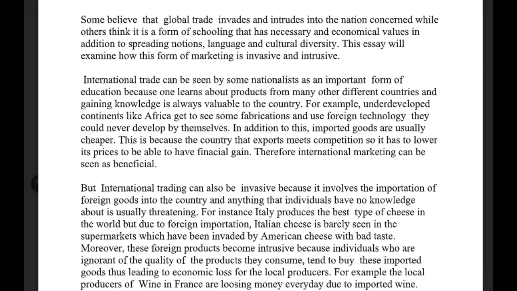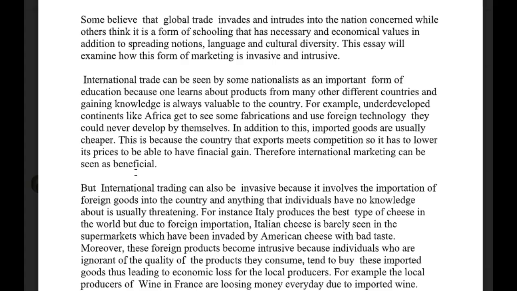Okay, "international trade can be seen by some nationalists as an important form of education because one learns about products from many other different countries, and gaining knowledge is always valuable to the country. For example, underdeveloped continents like Africa get to see some fabrications," I don't know what you mean by that, "and use foreign technology they could never develop by themselves. In addition to this, imported goods are usually cheaper. This is because the country that exports meets competition, so it has to lower its prices to be able to have financial gain. Therefore, international marketing can be seen as beneficial."